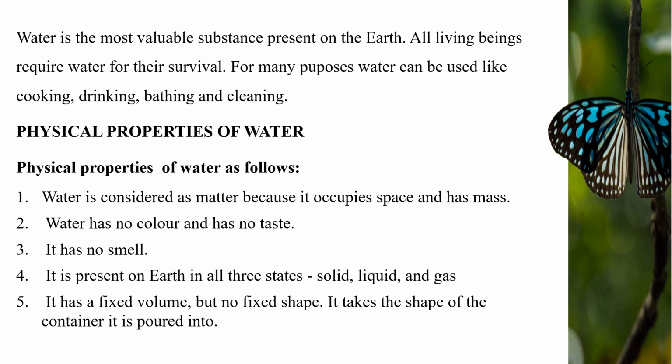Fourth, it is present on earth in all three states, that are solid, liquid and gas. Fifth, it has a fixed volume but no fixed shape. It takes the shape of the container it is poured into.